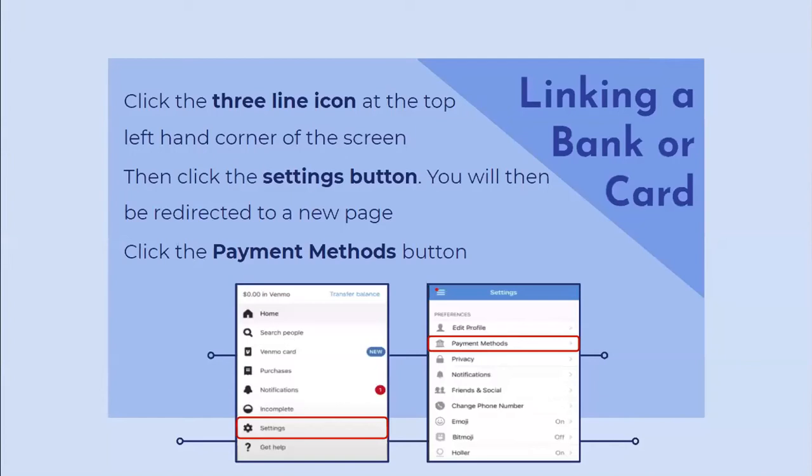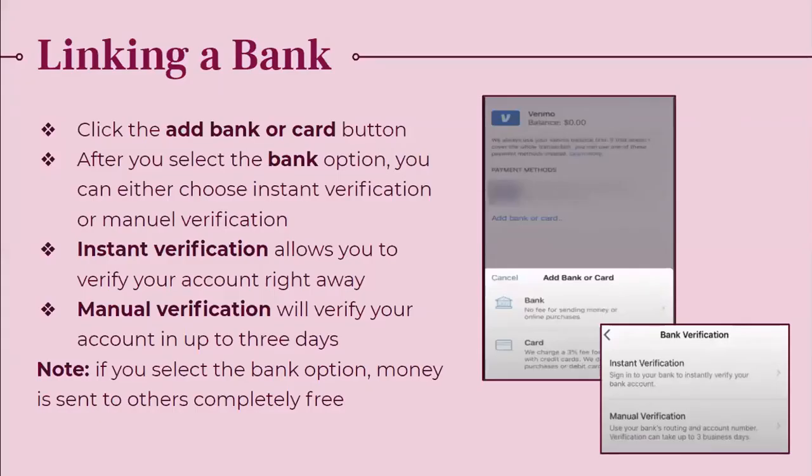Linking a bank or card. Click the three-line icon at the top of your screen. Then click the Setting button. You will then be redirected to a new page. Click the Payment Methods button. Click Add Bank or Card button.